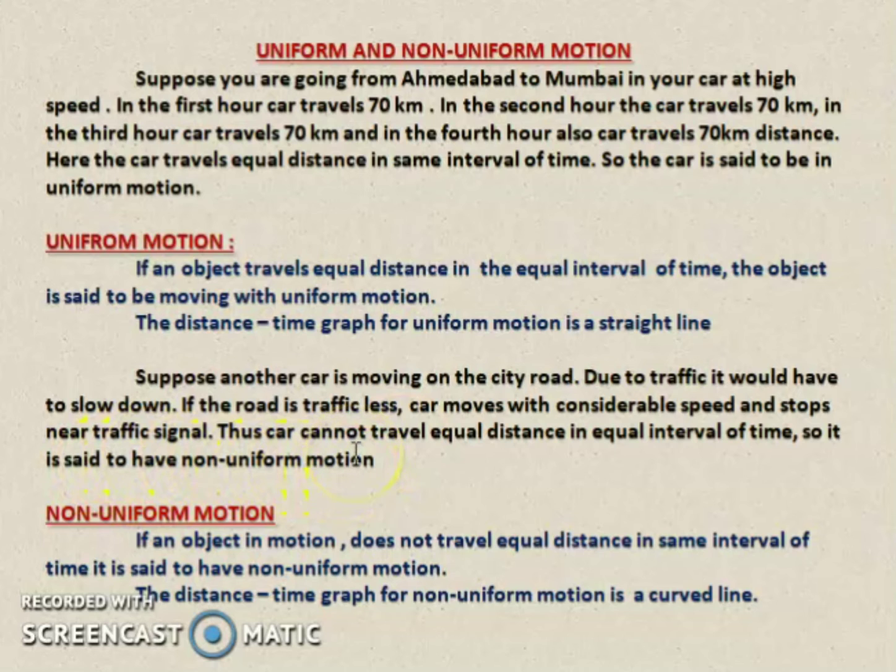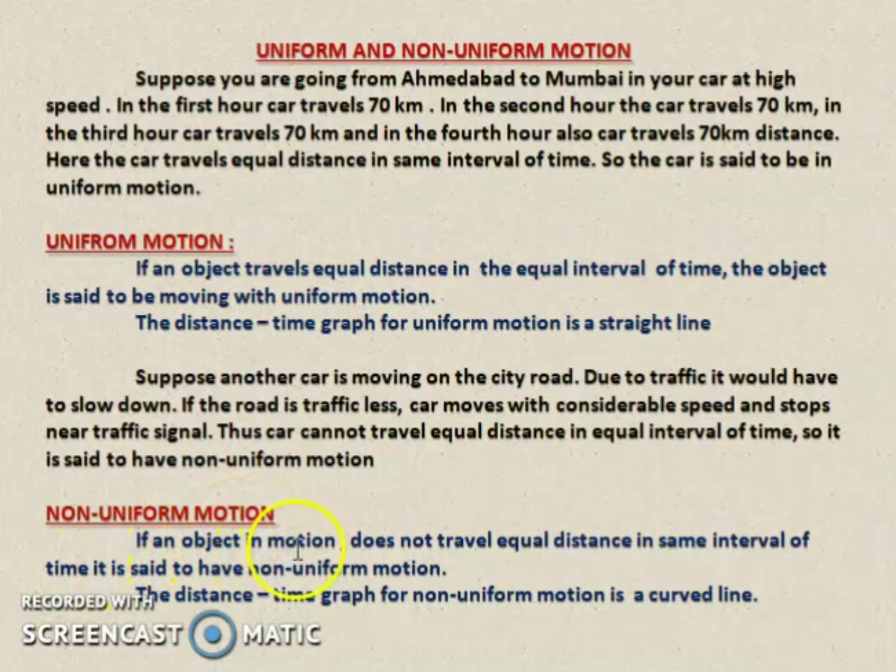In this example, you can see that due to traffic, the car cannot travel an equal distance in an equal interval of time. So this type of example we call non-uniform motion. So, the definition for non-uniform motion.